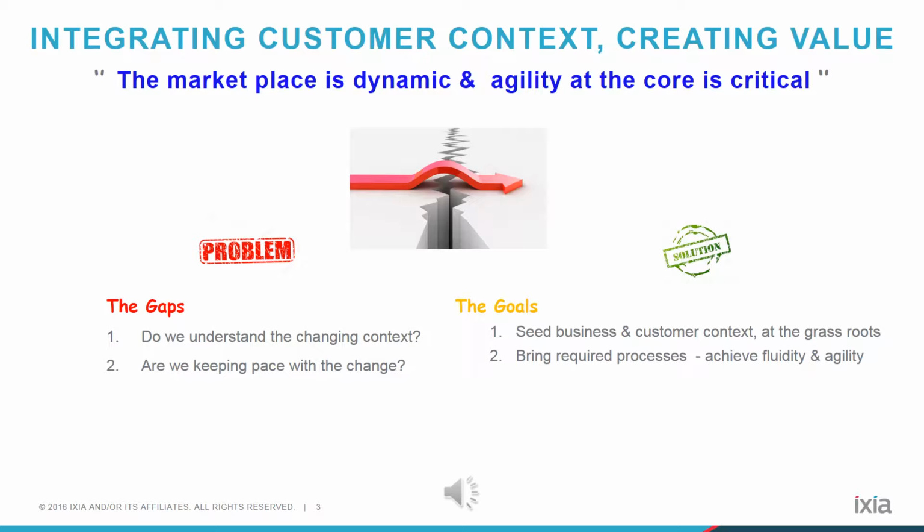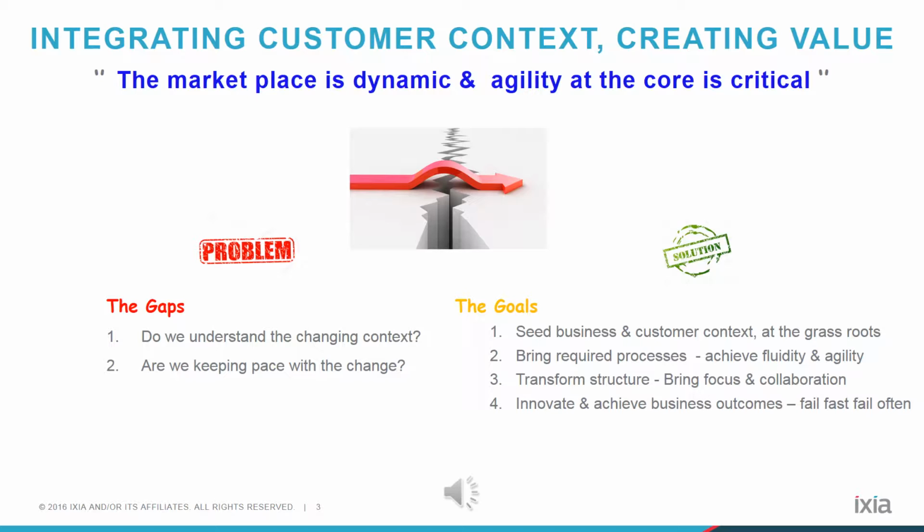2. Bring in the required process changes to support fluidity and agility. 3. Transform organizational structure and bring in leadership focus and collaboration. 4. Innovate and achieve business outcomes in the new format through agile iterations where we get to fail fast and fail often. In the next slide, I want to quickly touch upon the specific dynamics we saw in the market and how we addressed those needs.